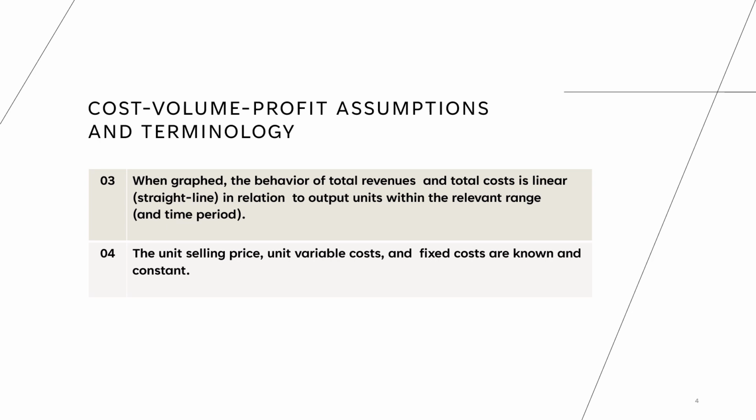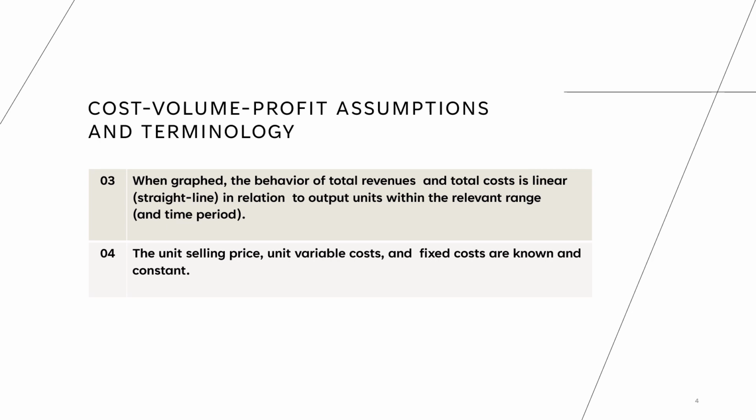So it goes to the fourth assumption and terminology. It was mentioned that the unit selling price, unit variable costs, and fixed costs are known and constants. So these costs remain unchanged within the relevant time period or operational range. The unit selling price remains the same per unit sold, the unit variable costs remain constant per unit produced, and the fixed costs remain consistent regardless of the level of production or sales.